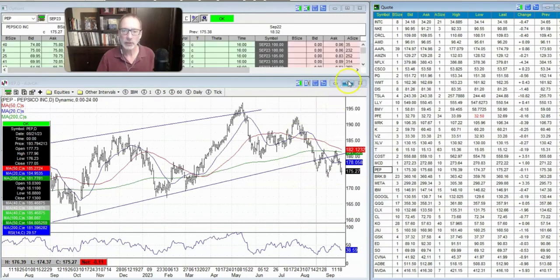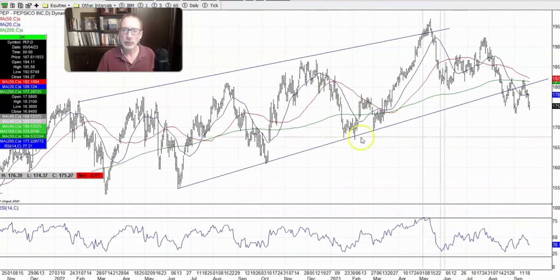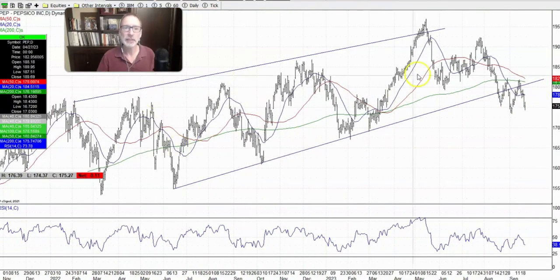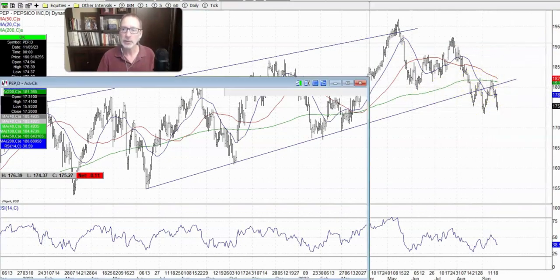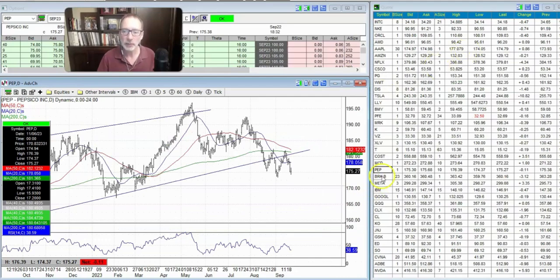Pepsi also coming down through an uptrend that it had been in for a very long time. Has now fallen down below it and is below all three of the moving averages. Here's your 200-day right here. So Pepsi's below. At this point, Pepsi's a little weak. I'm not doing anything with Pepsi.